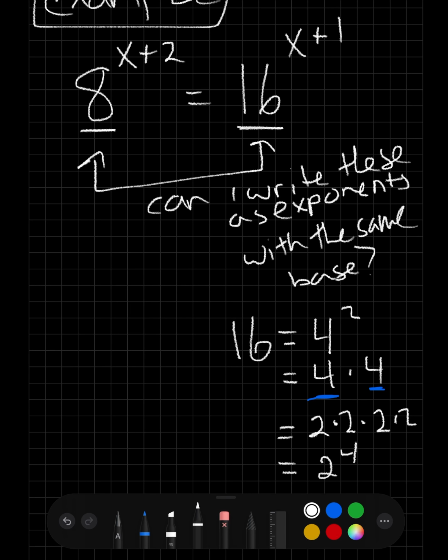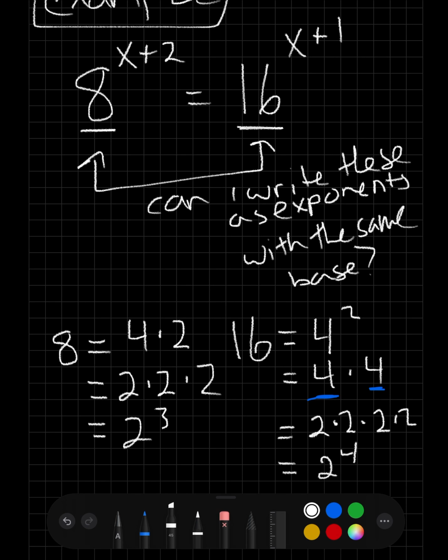So I can write 16 as 2 to the 4th power. And you may or may not recognize that 8 is actually 2 cubed. But if you didn't recognize, you could just try to break it down and say, that's 4 times 2. I could break that 4 down. That's 2 times 2 times 2. That's 2 cubed. And here's where we're going to use our power to a power rule that we talked about a little bit earlier.